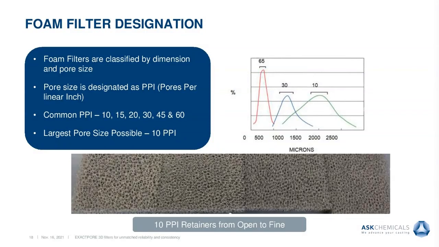Looking at the image below, you can see the range of 10 PPI filters from open to fine. The filter on the left side has an average pore size around 2400 microns. The filter on the right side has an average size of 1700 microns. These are all filters that are in this 10 PPI specification, but the variability within the 10 PPI can cause some issues with large ferrous casters.